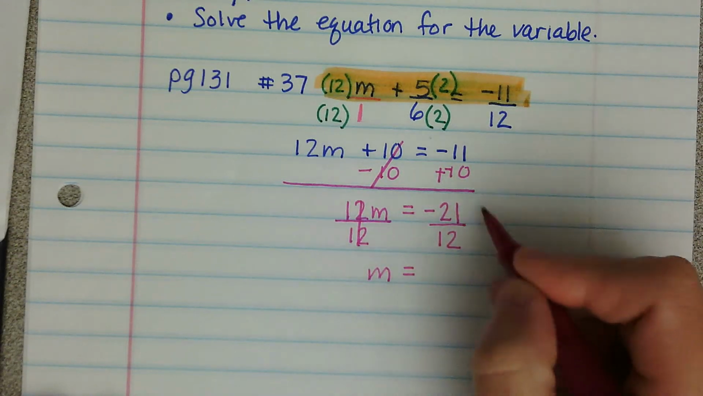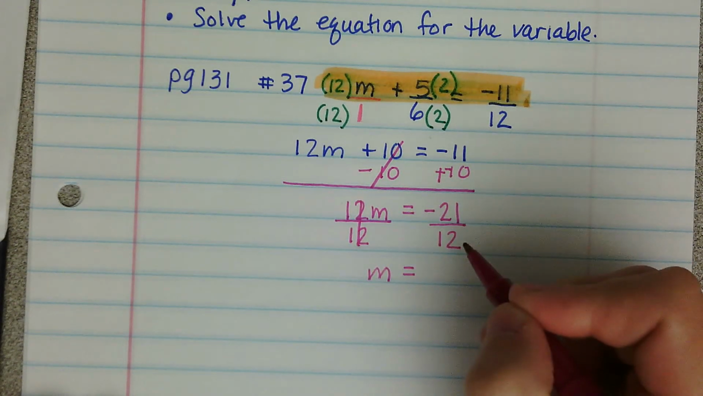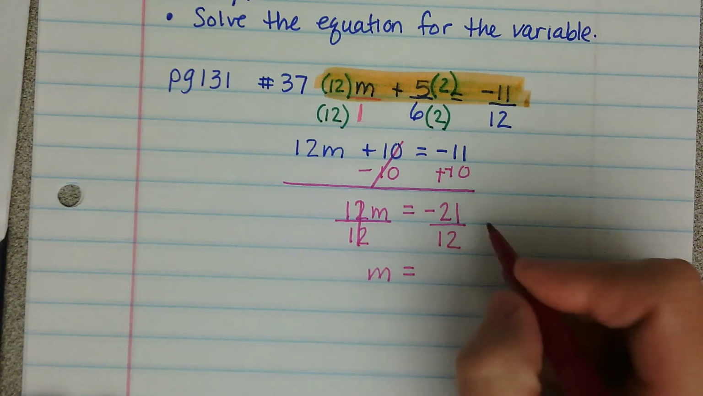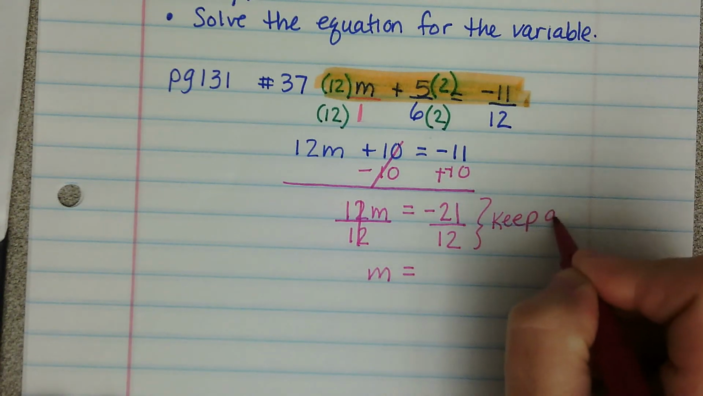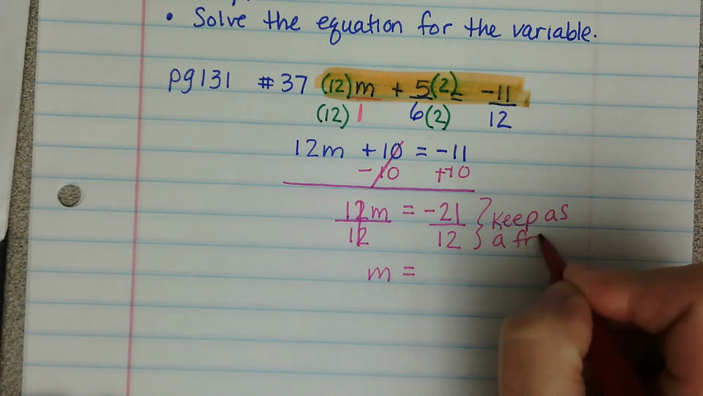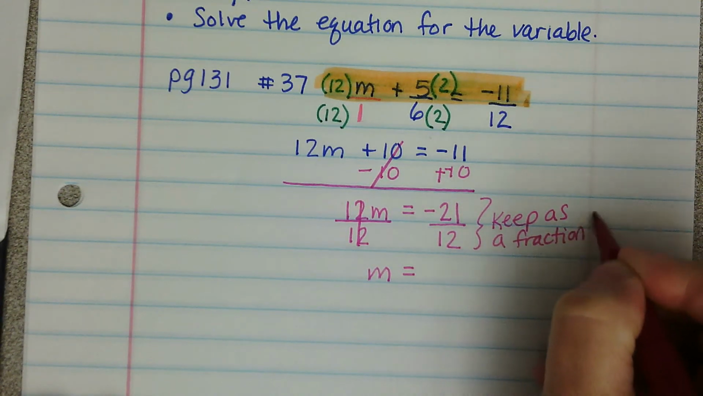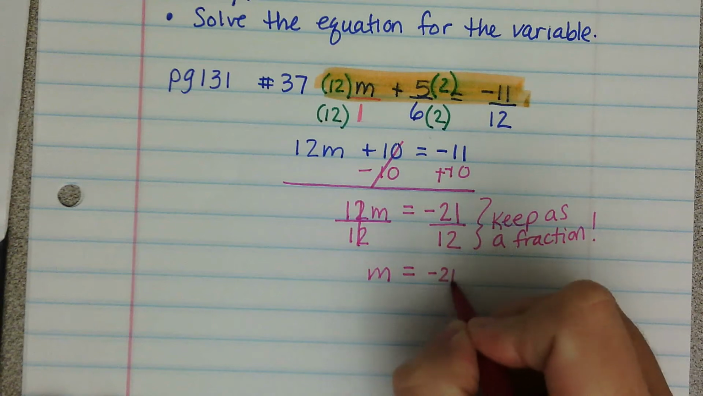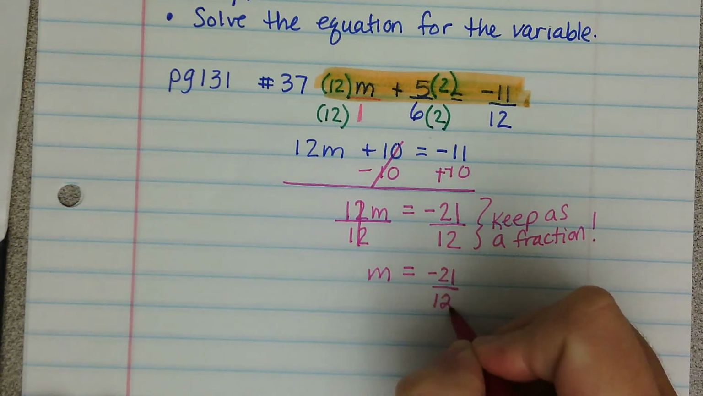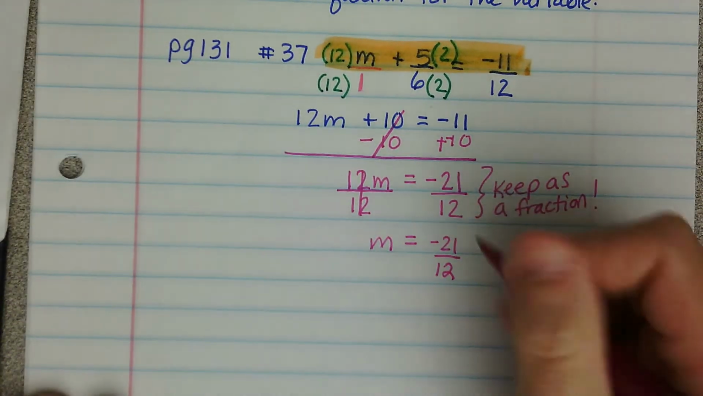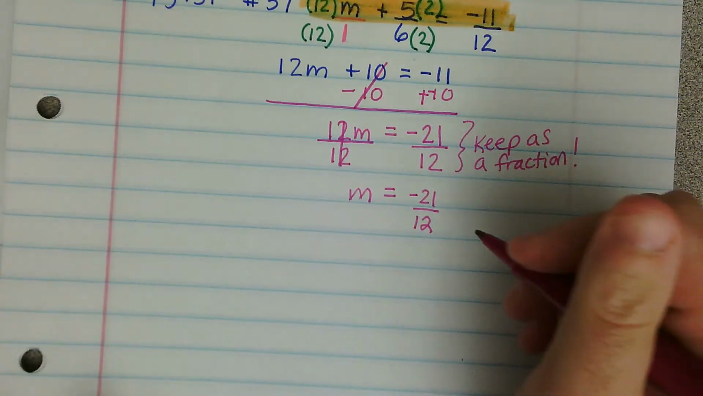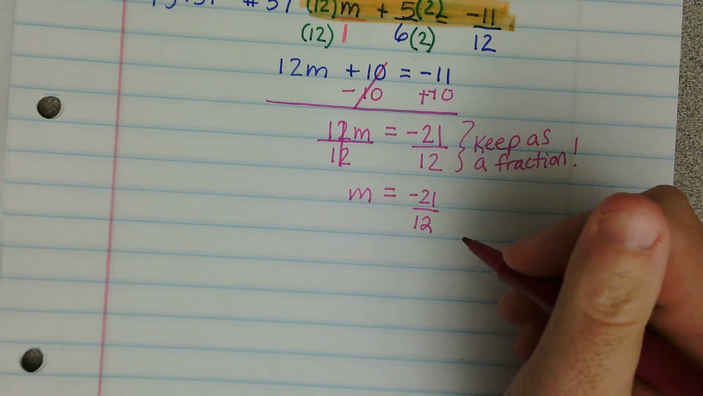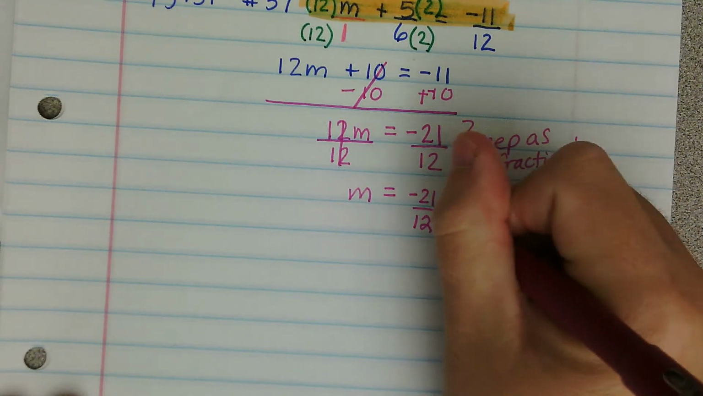And this is going to stay a fraction. Keep this in fraction form. It does not divide nicely. So negative 21 over 12. Then we're going to reduce it. So what number divides into 21 and divides into 12 with the same factor? 3.